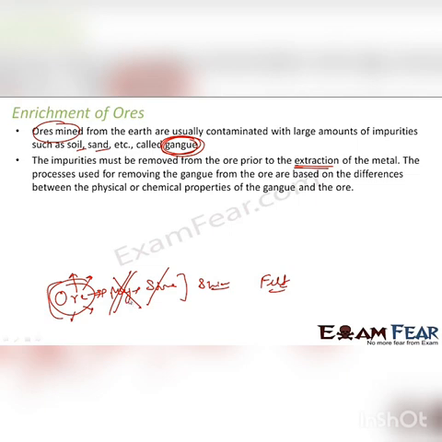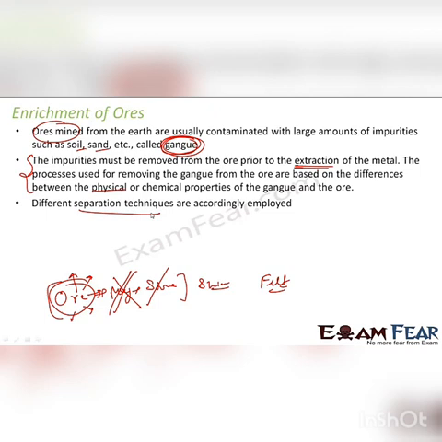So we use a lot of processes which don't involve any chemical process. They are just physical processes where we take advantage of the physical property of the ore to remove the gangue or the impurities. So this process is called enrichment, where we remove the impurities from the ores. In this, different separation techniques are applied based on the ores. We'll not study this in depth now.